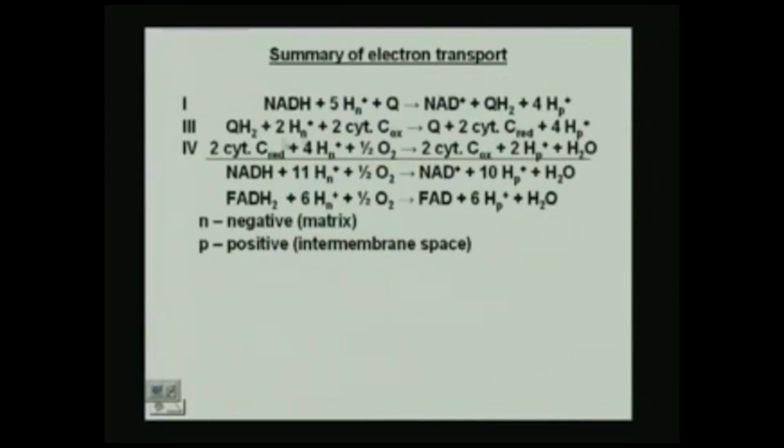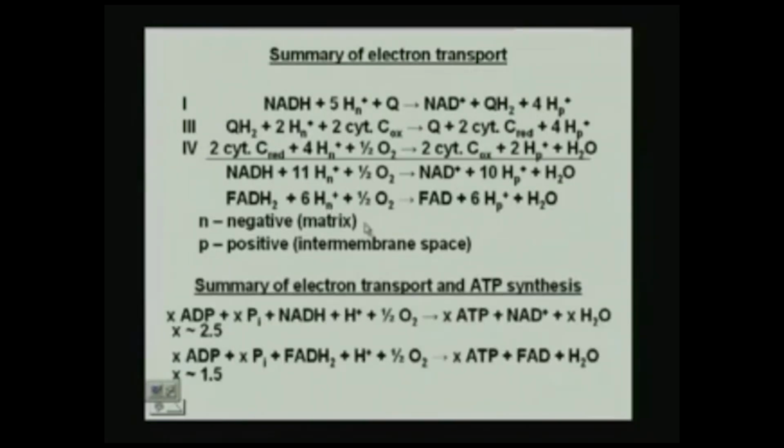This is the summary of all the complexes that we have. We have eventually NADH plus 11H+N plus half oxygen give you NAD plus 10H plus on the P side plus H2O, and FADH2 plus 6H+N plus half O2 go to FAD plus 6H+P.